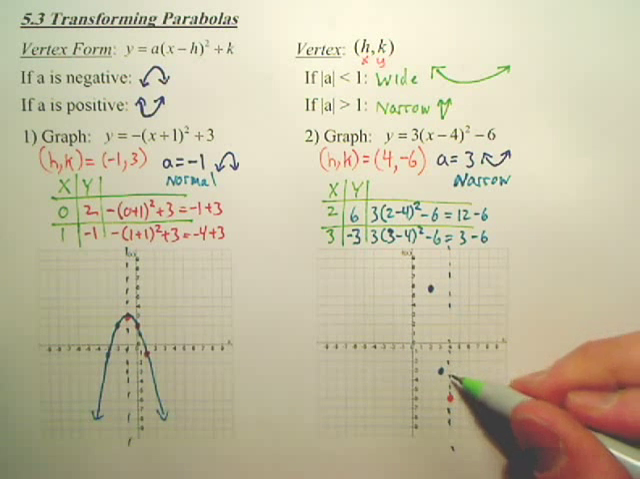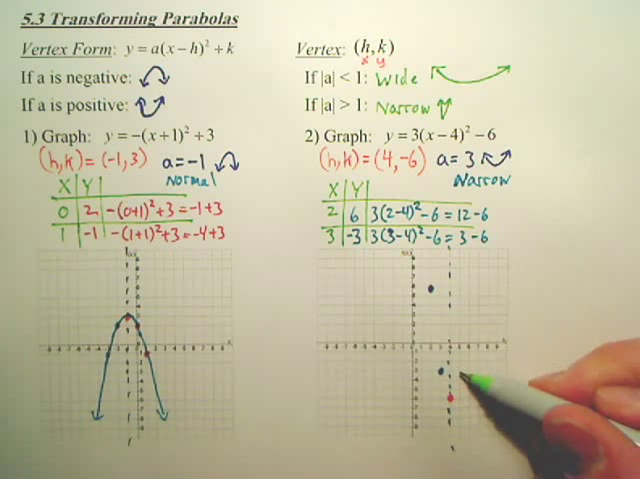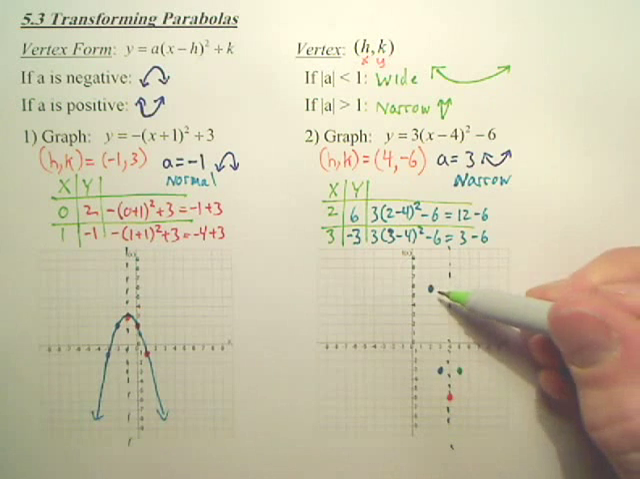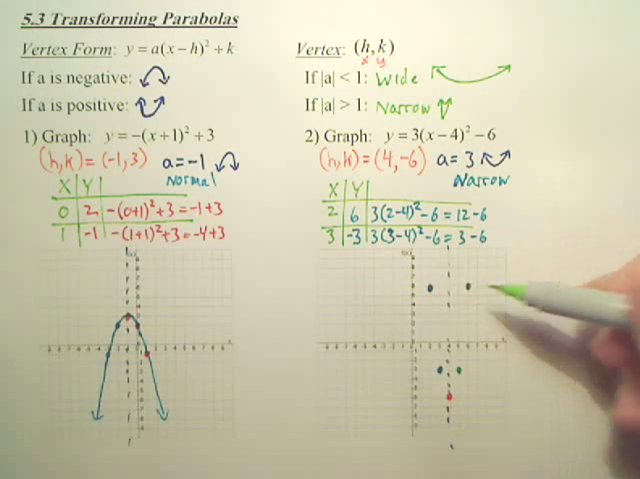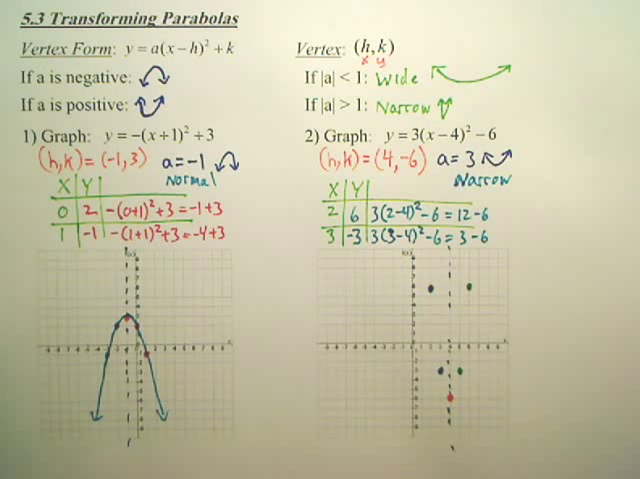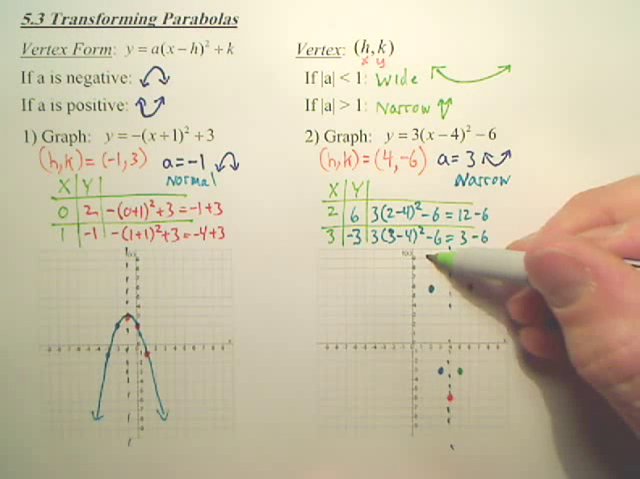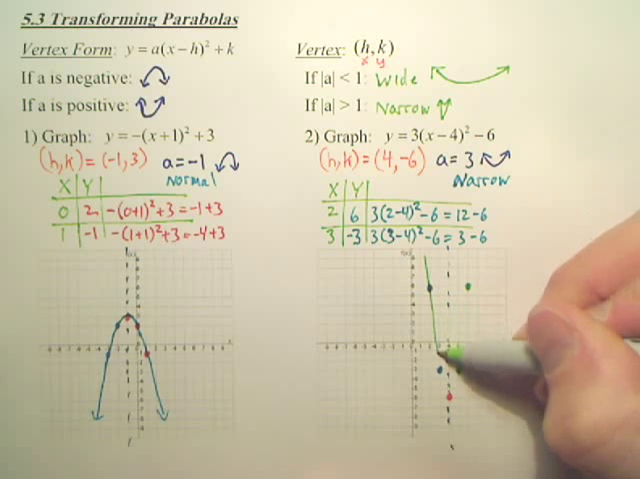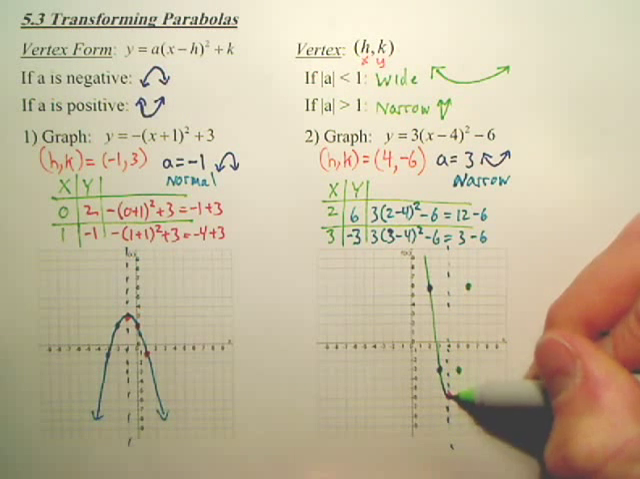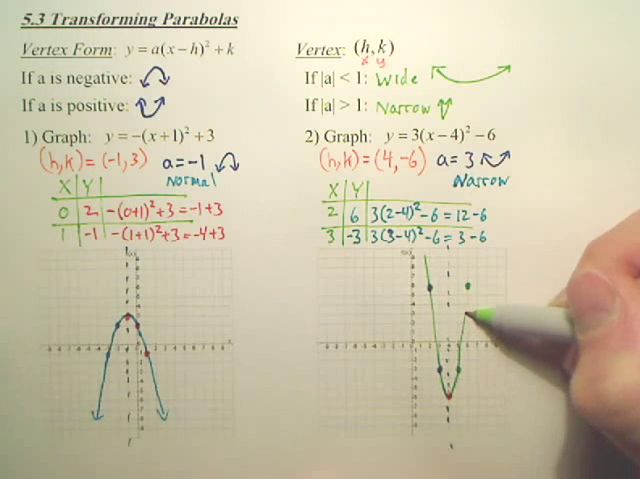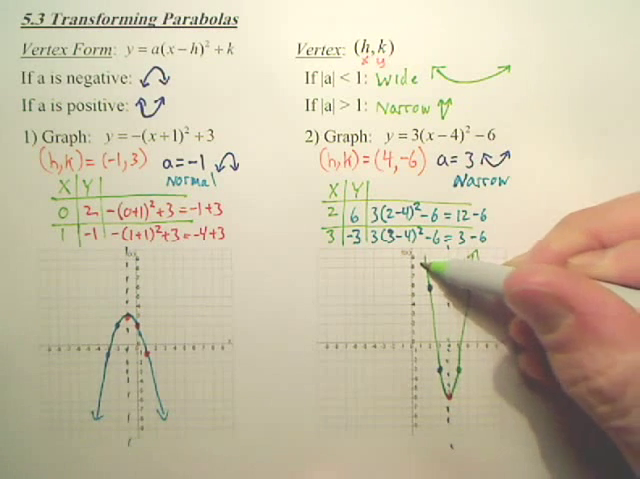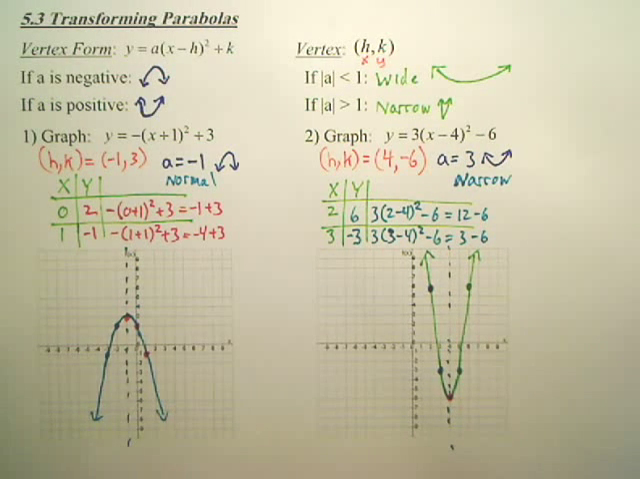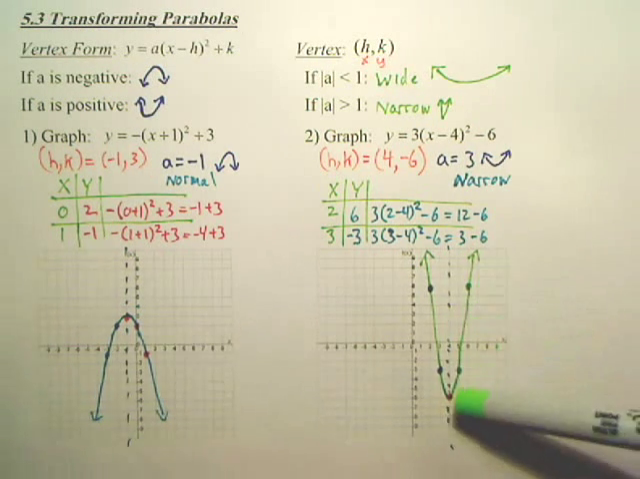Reflect this point over. Reflect this point over. Does that look narrow? Yeah. Is it happy and narrow? Yeah. It's happy and it's narrow.